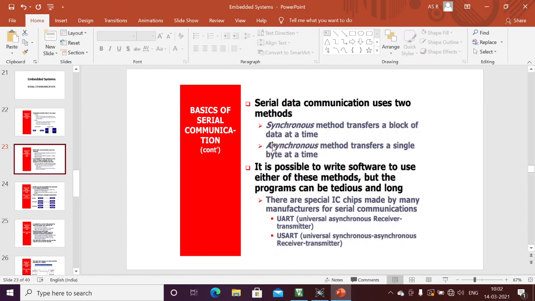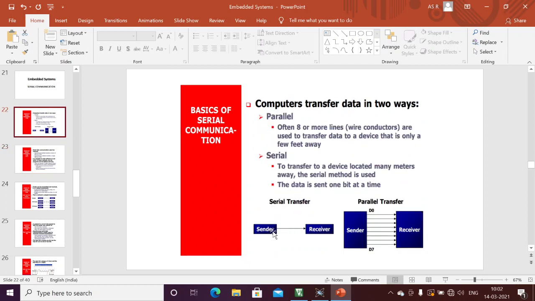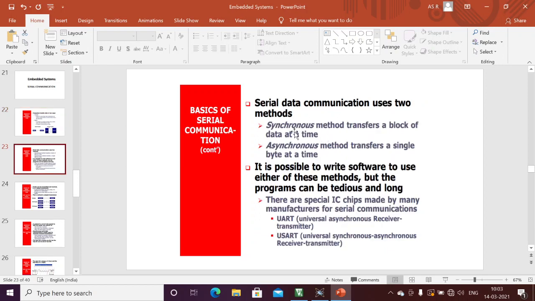In case of the asynchronous method, we need start and stop bits around a byte of data. Here we are not using any clock. We need the start bit and stop bit to identify the start and end of the communication. This is the main difference between synchronous and asynchronous communication. Here we are transmitting a byte at a time, and there we are transmitting a block of data at a time. We are mainly interested in asynchronous communication today. Why? Because our 8051 follows asynchronous communication.